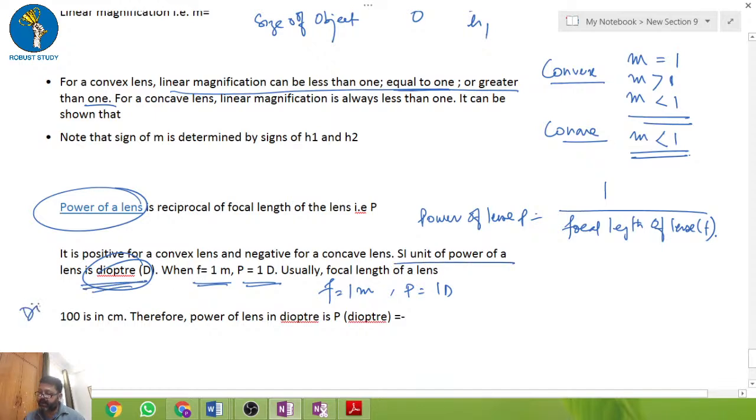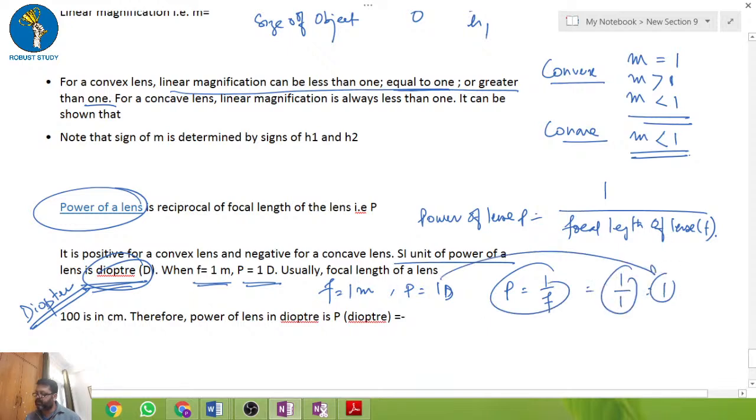It's very important, and I'm sure they're going to ask you this in the exam. It's diopter. So 1 diopter is 1 diopter. How can we say? P is equal to 1 by f, so it is 1 by 1, which is 1. So if the focal length is 1 meter, power is 1 diopter. I hope this is very clear. And usually the focal length of a lens is given in centimeters, so if it is given in centimeters, P is equal to 100 by f in centimeters.